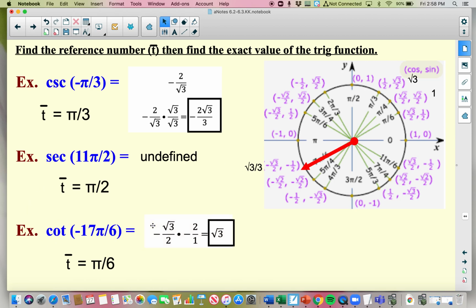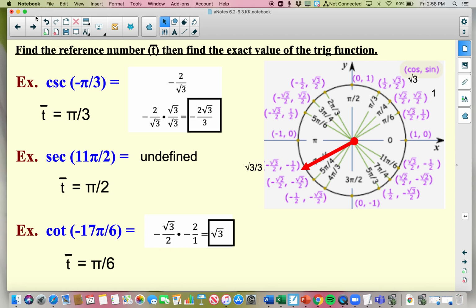So I could do the math. I can take negative square root of 3 over 2 divided by negative 1/2, which would be the same as multiplying by negative 2 over 1, and I get a positive square root of 3. Or I could just reciprocal this and simplify. You will also get square root of 3.